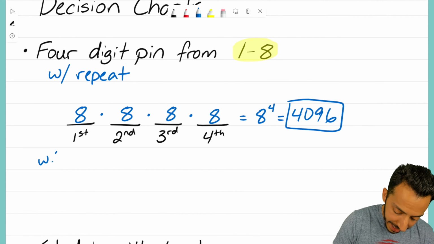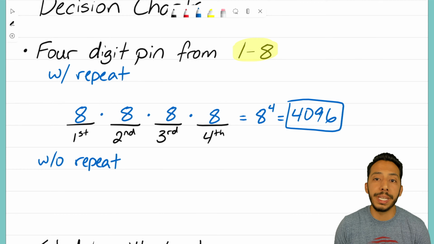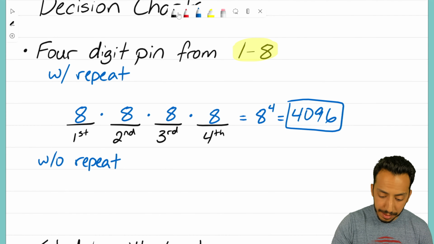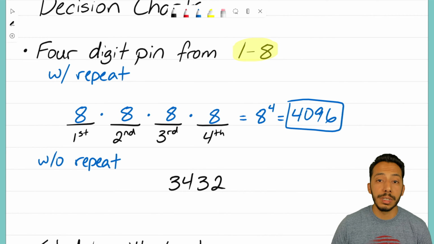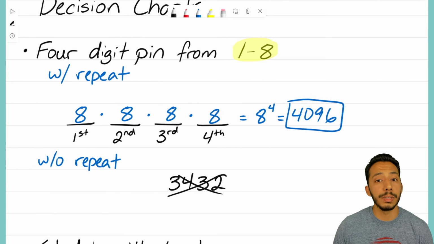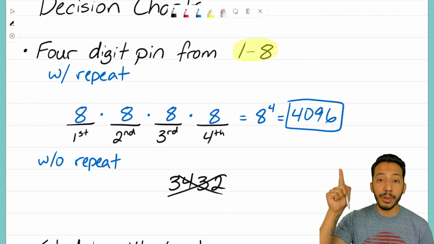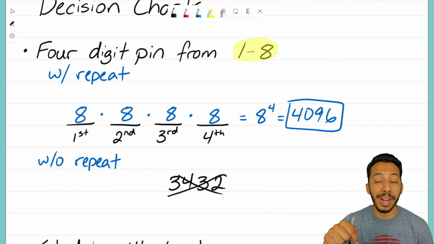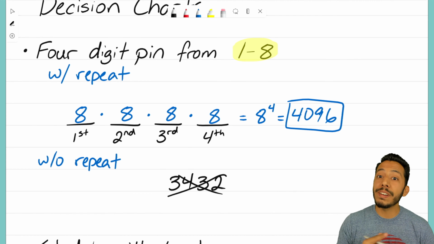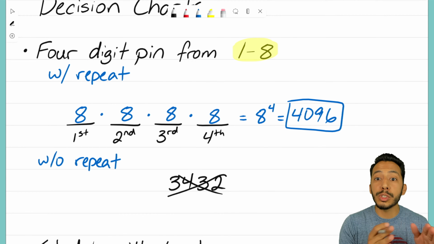What if I write here for my next one, I say without repetition? I'm not going to allow us to repeat a number, which means, again, think about it. That first number that I came up with, 3432, is not going to be allowed now, because that has a repeating digit. We're no longer going to have repetition allowed. So that number there, 4,096, is probably going to go lower, right? It's going to go lower because in there, we have lots of possibilities where numbers are repeating.